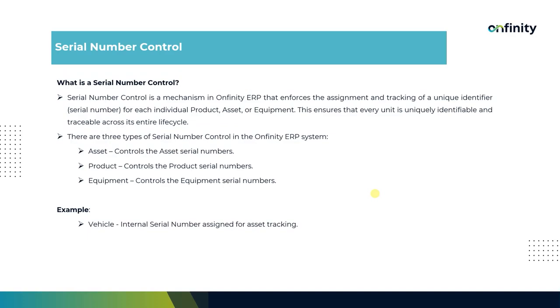Let's start with serial number control. Serial number control is a mechanism in Onfinity ERP that enforces assignment and tracking of a unique identifier for each individual product, asset, or equipment. This ensures every unit is uniquely identifiable and traceable across its entire life cycle. There are three types of serial number controls in the system: assets, products, and equipment. For example, vehicles can have an internal serial number assigned at the asset level for tracking purposes.